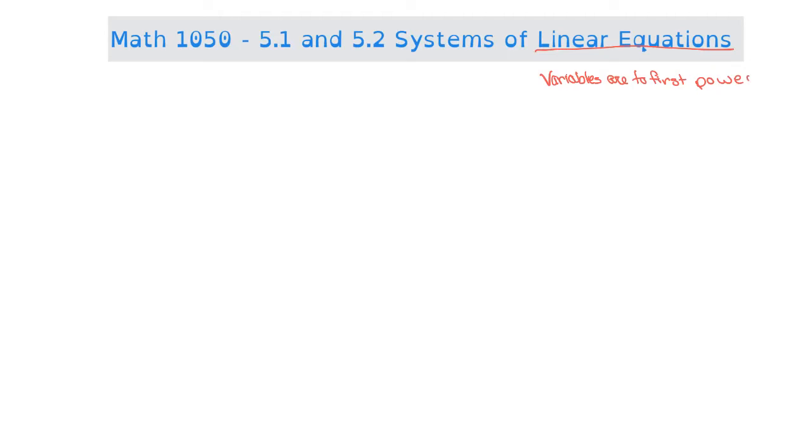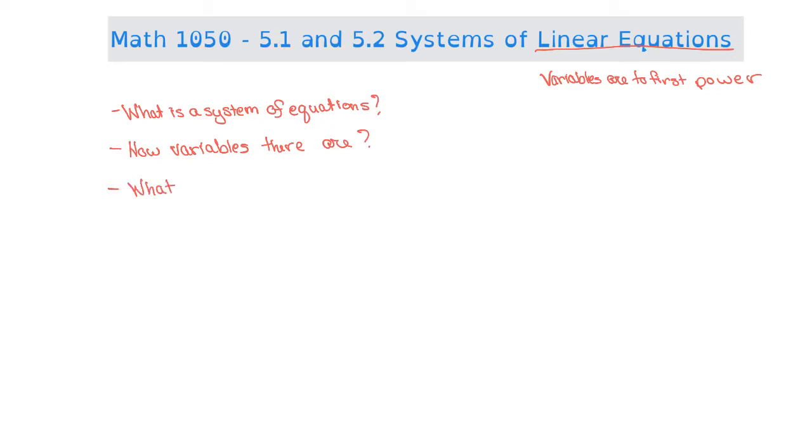So what's going to be new in these sections is that we're going to be looking at what is a system. We want to define that. And then we also want to talk about, or it's going to be important to identify, how many variables there are. And what does the solution to a system mean or look like graphically?